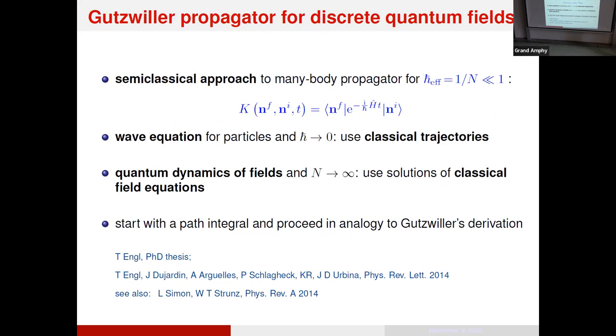Now, what we know from Gutzwiller for single particles in configuration space, as I was discussing, is that the wave equation for particles in the small h-bar limit is represented in terms of a propagator built from classical trajectories. And here it's similar. We have just lifted everything to second quantization. So we start from fields, consider large N, and use as a kind of skeleton or backbone of our propagator the corresponding classical object. And those are now these nonlinear wave equations or classical field equations. In doing so, of course, many people have considered this direction in many different fields.